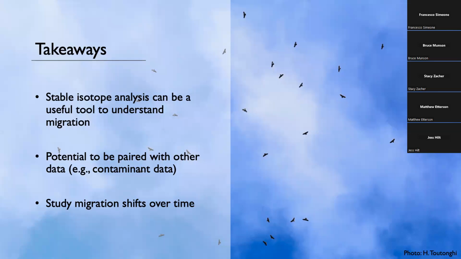Just some takeaways. I definitely think that stable isotope analysis can be a useful tool to study migration, depending on what your questions may be. It definitely has the potential to be paired with other data and may be useful for studying how migration shifts over time and from year to year.